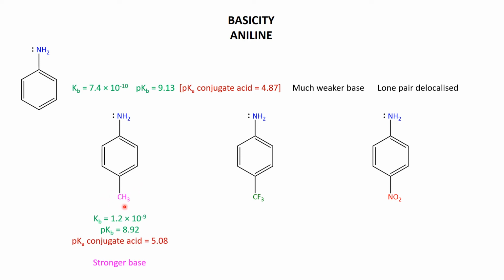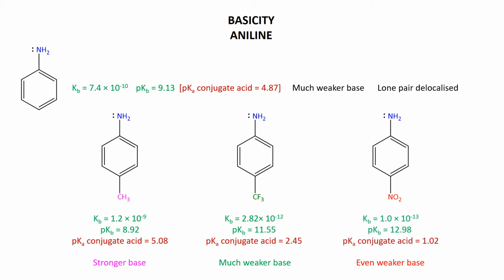Now, when we put the methyl group there, the Kb goes to 1.9 times 10 to the minus 9, bigger than 7.4 times 10 to the minus 10. So putting a methyl group there makes it a stronger base. Putting the trifluoromethyl group there makes it a much weaker base. Look at that. It goes from 7.4 times 10 to the minus 10 to 2.82 times 10 to the minus 12. Really weakens it. And then a nitro group there, the Kb is 1 times 10 to the minus 13. Now remember, water's 1 times 10 to the minus 14. So this is such a weak base, it's hardly a base at all.